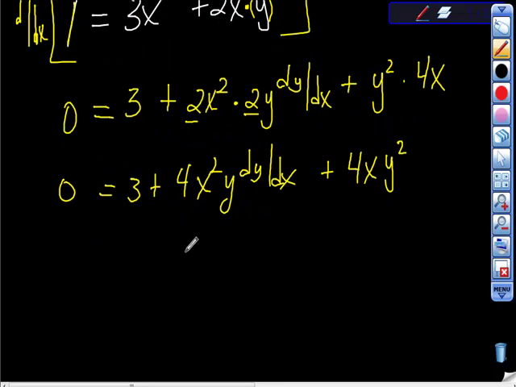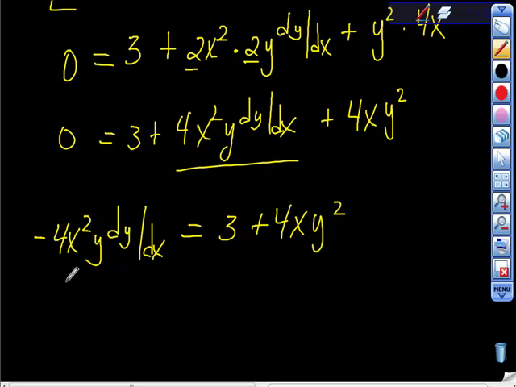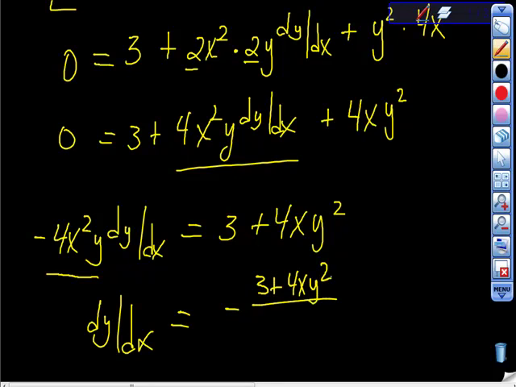So there's tons of ways to do it. What I'm going to do is move this piece over and then go from there. So that's going to give me negative 4x squared y dy dx is equal to all this stuff that's left over. That's this 3 and this plus 4xy squared, so equals 3 plus 4xy squared. And now, obviously, to get rid of this, I need to divide by this piece right here. So I'm going to get that my dy dx is equal to the opposite of 3 plus 4xy squared all over 4x squared y.